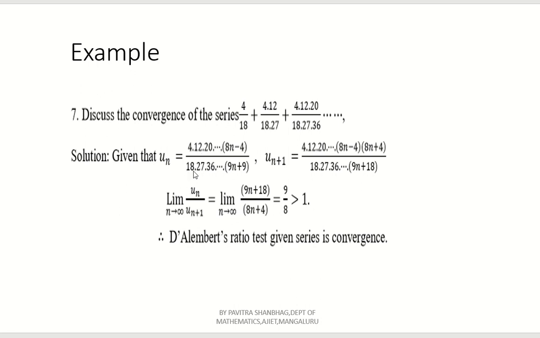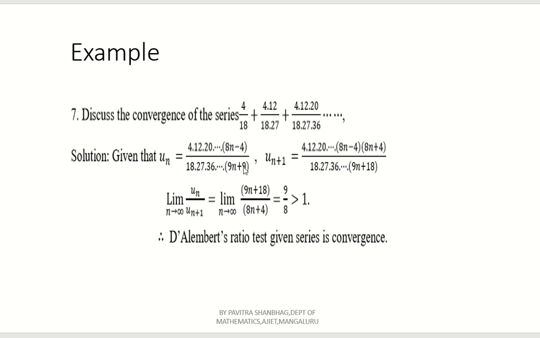Similarly, find the nth term of this, that is 18, 27, 36 and so on. What is the common difference here? 9. So a plus n minus 1 into d, that is what? 18 plus n minus 1 into 9. So 9n minus 9 plus 18. So what we will get?